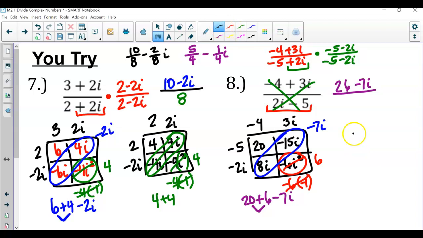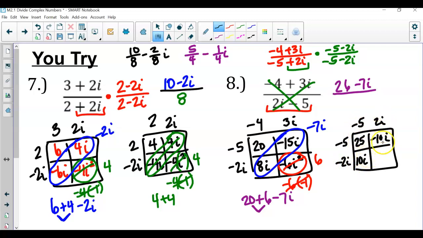Now let's go ahead and multiply our conjugates and see what value you should have gotten in the denominator. So negative 5 plus 2i and negative 5 minus 2i. Negative times a negative, positive 25. Negative 5 times 2i, negative 10i. Now notice here, negative times a negative is a positive 10i. Then positive 2i times negative 2i, negative 4, but i squared. Then here, i squared is always negative 1.